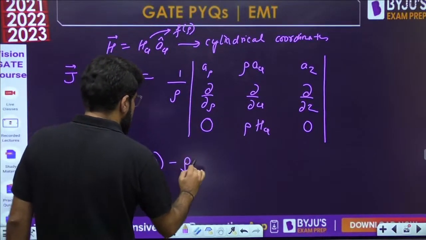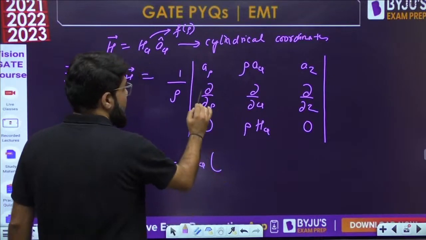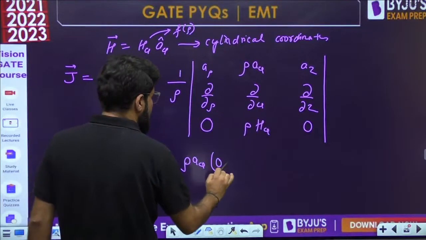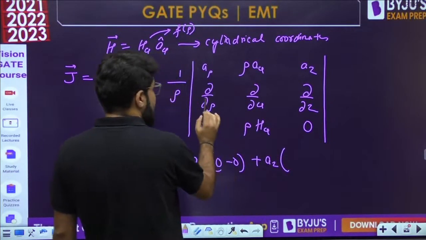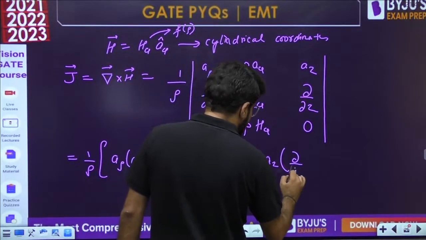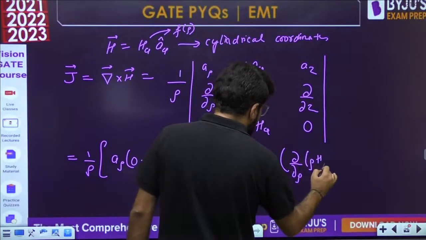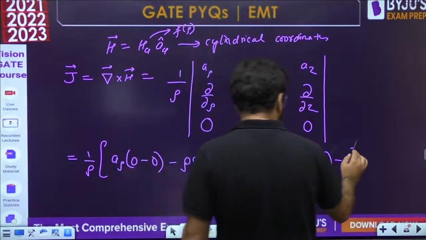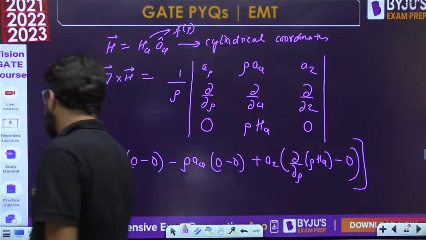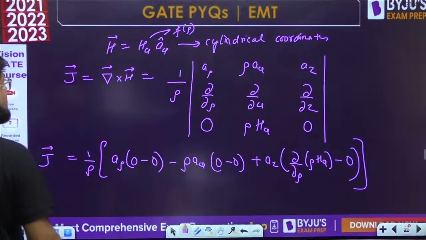Now next comes minus rho a phi, del by del rho and del by del z of 0. Both are 0. Plus coming to the z term, del by del rho of rho H phi minus 0, del by del phi of 0. Okay, that is what it is. That is the J. And now J is given to me.